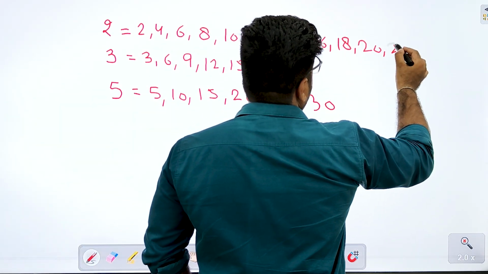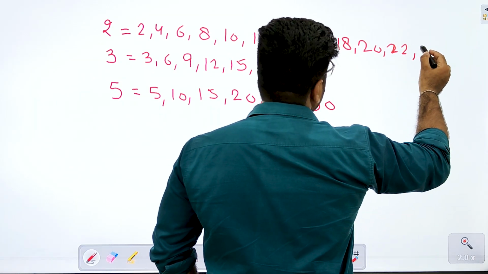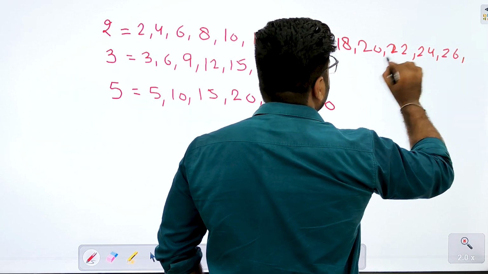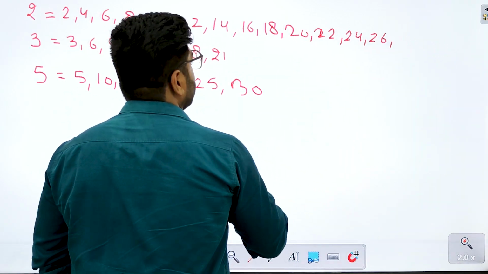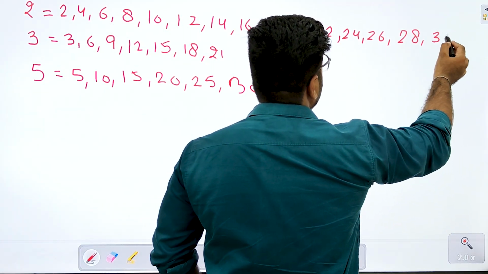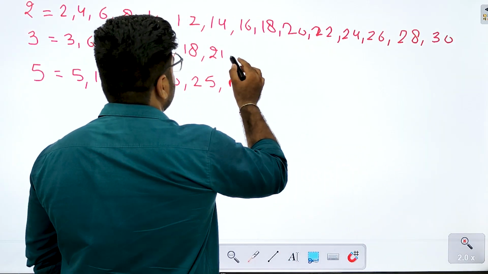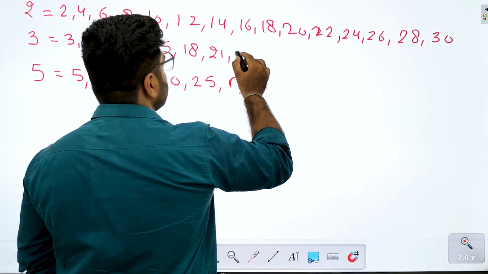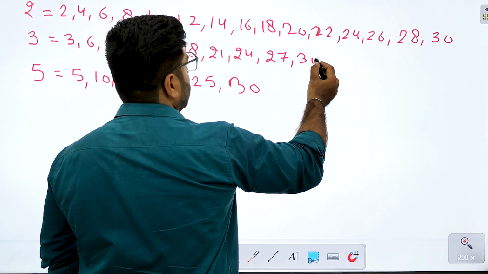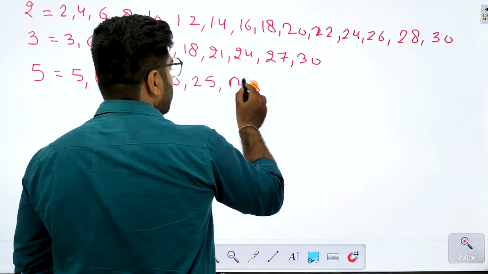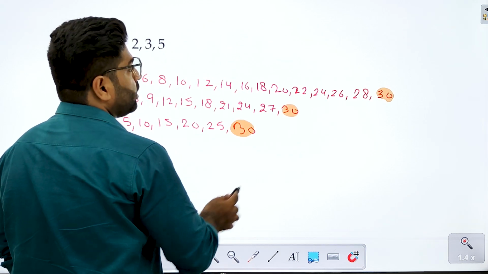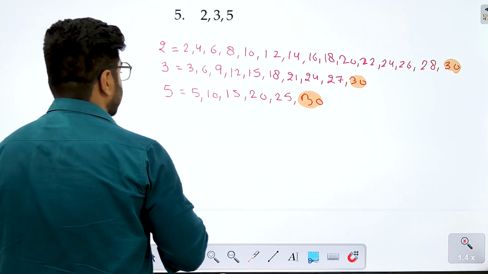Just like this is 22, and then 24, 26, then we are having 28, 30. Then 3 eights are 24, 3 nines are 27, 3 tens are 30. If you see, we are having the common multiple 30, the first common multiple. Clear? So we can say that here the first common multiple is 30.